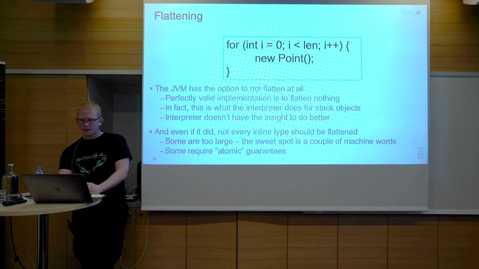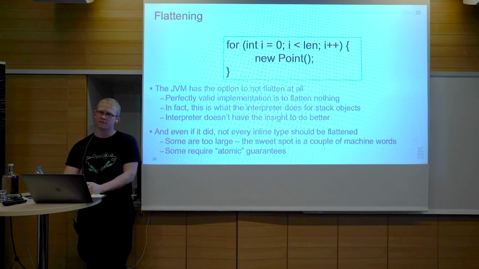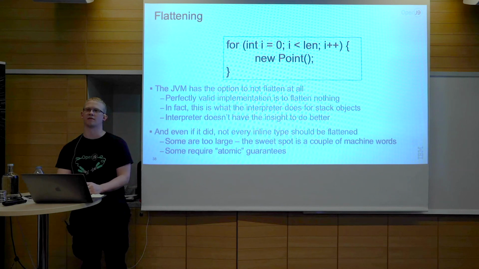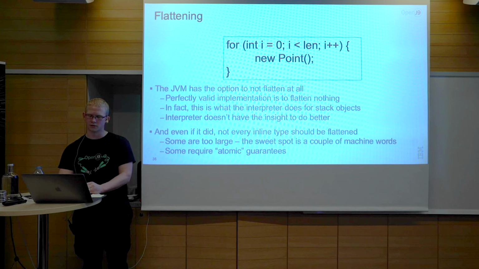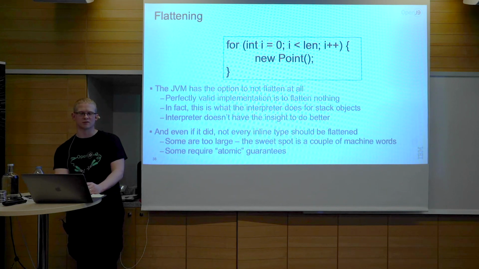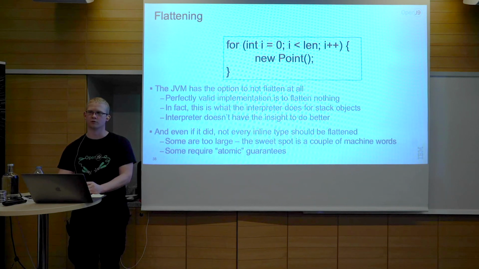Now, even if we wanted to flatten everything, I've said it a couple of times, we can't flatten everything. Some values are going to be too large to reasonably flatten, even though the sweet spot is 1, maybe 2 machine words. So if you're writing value types, that's where you should be aiming: small numbers of machine words. Some may require atomic guarantees. As your values get bigger, they suddenly become terrible.